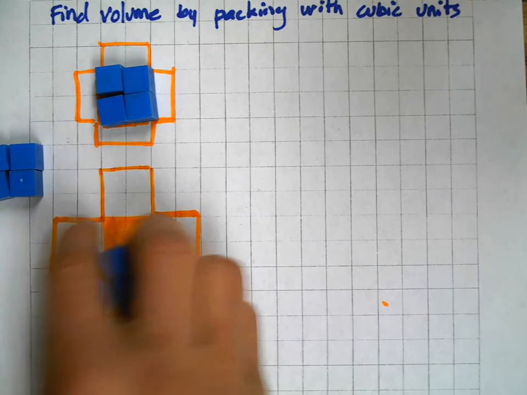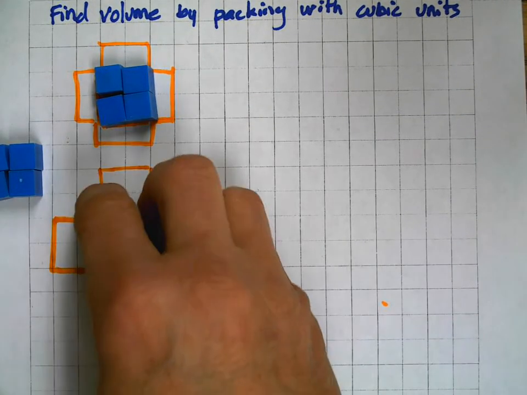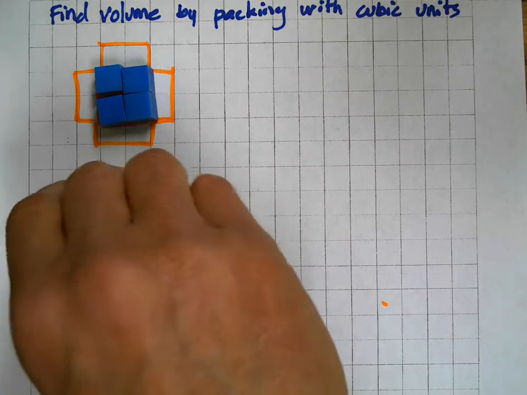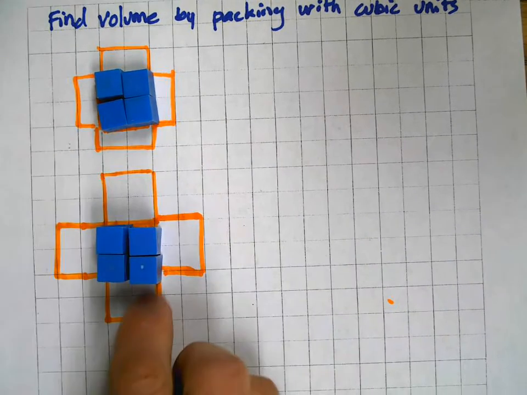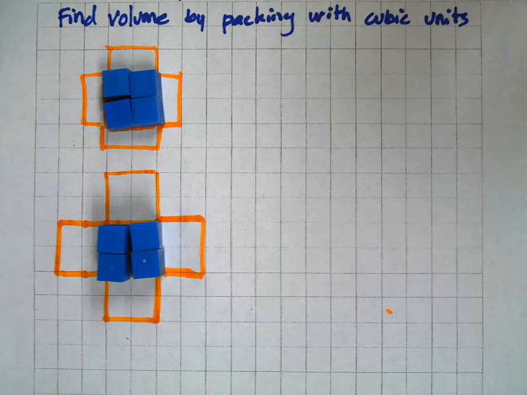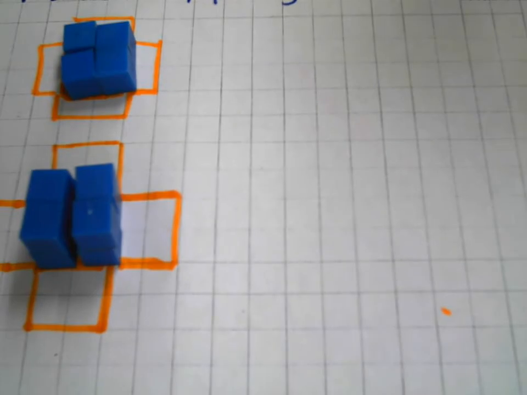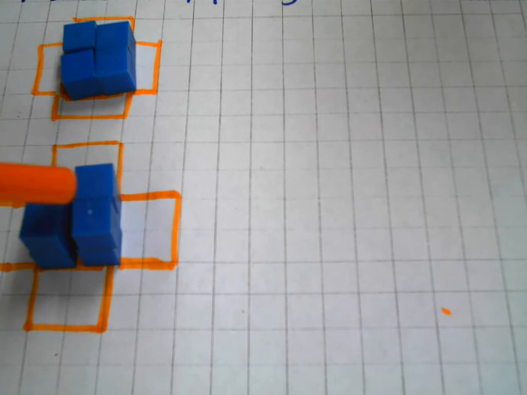Again, the area is the same, but now the volume is going to be different. The volume, quickly, I'm going to give it to you. The volume for this one is 4 cubic centimeters, and the volume for this one is 8 cubic centimeters.